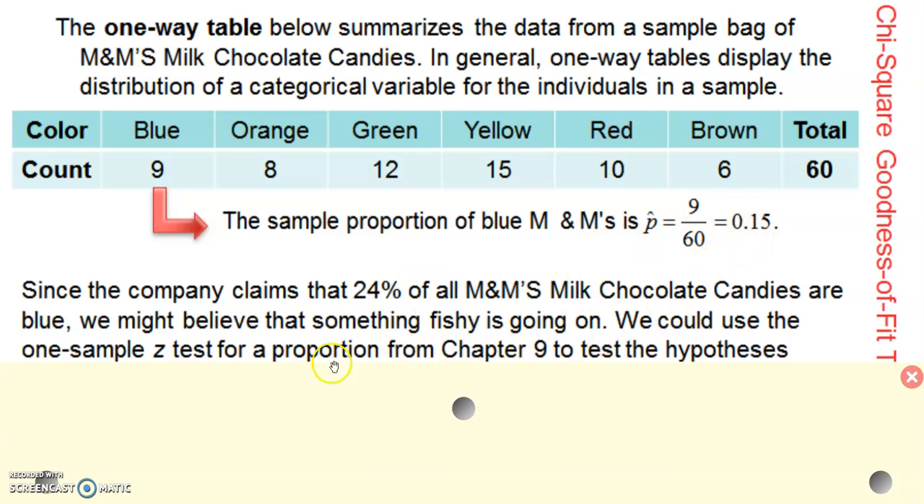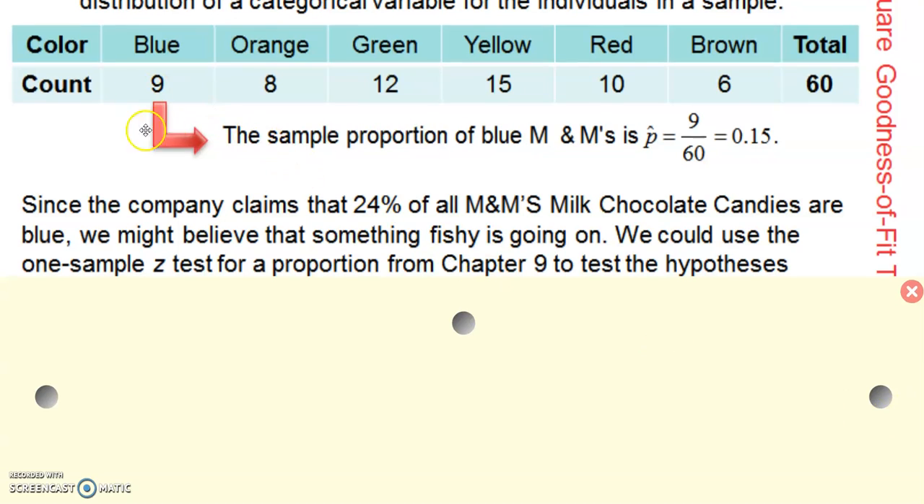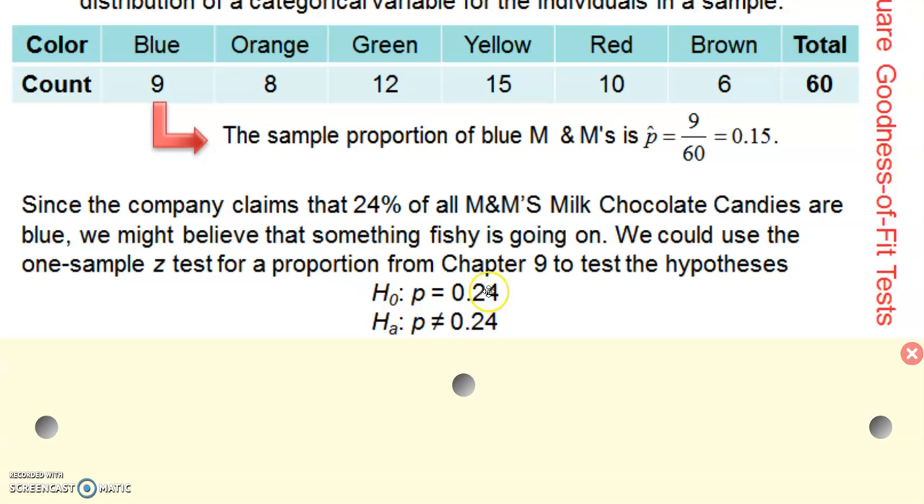So what I could do is run a one sample z-test for proportion like we learned in chapter 9, just to compare the blue M&Ms I got to the percent of blue M&Ms that they claim. And here would be my hypotheses.